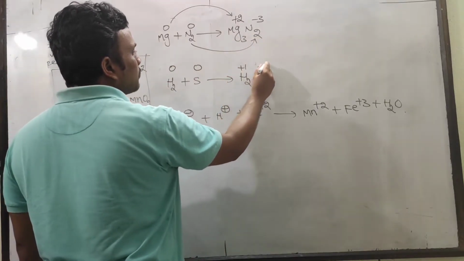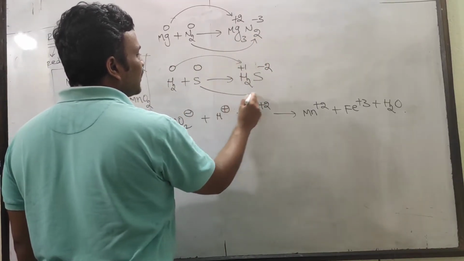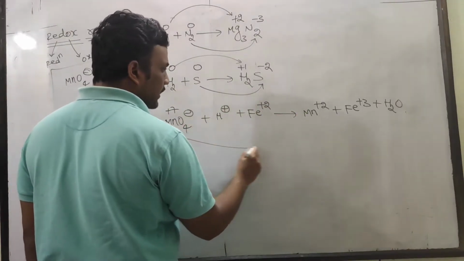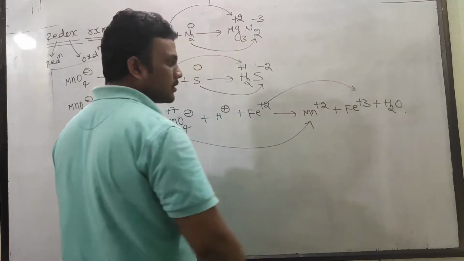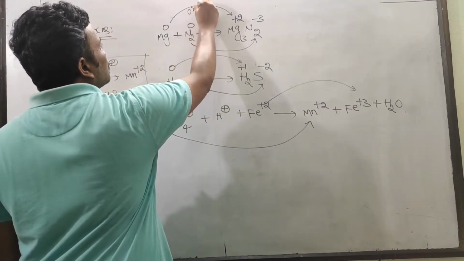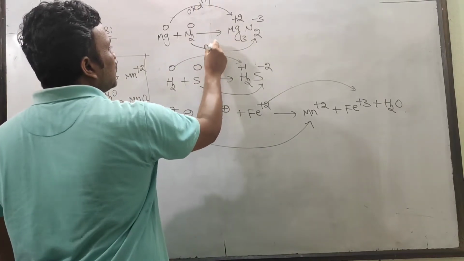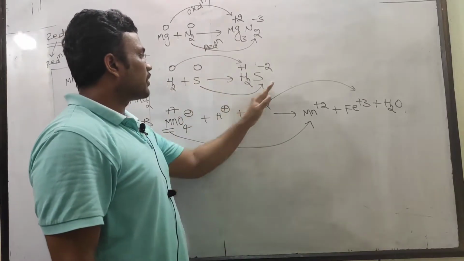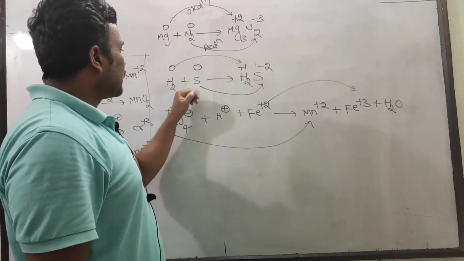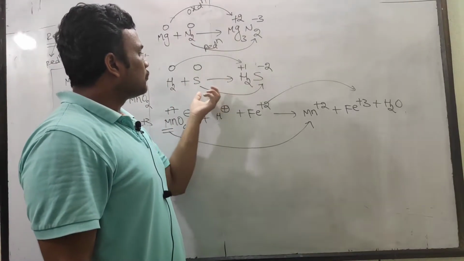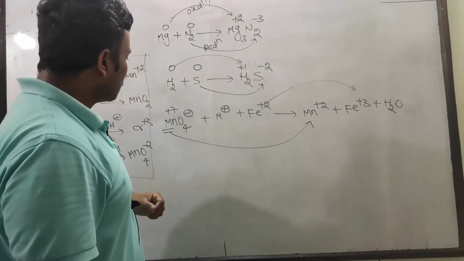Here it is in +1, -2. Increase in oxidation state, decrease in oxidation state, +7 to +2. So increase in oxidation number is nothing but oxidation. Decrease in oxidation number is called reduction. So hydrogen undergoes oxidation here, sulfur undergoes reduction, because addition of hydrogen is nothing but reduction, already we know. That is simply confirmed by checking oxidation number.